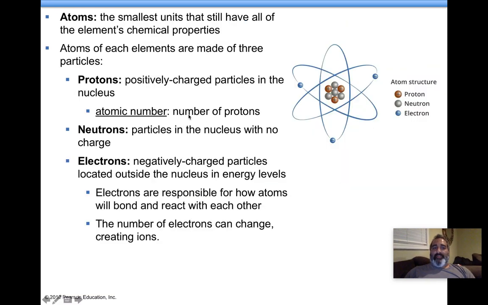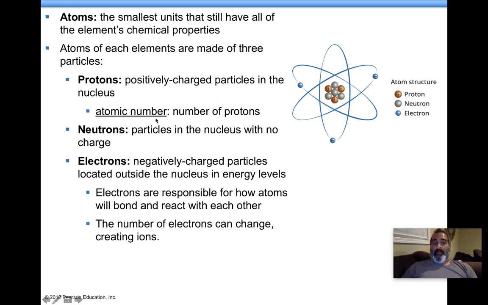An atom. Here's a picture of an atom. An atom here has 3 major particles. Protons are the positives, neutrons have no charge, and you have negative electrons floating around the nucleus. What's important here is the protons define the actual atom. So the number of protons tells you what you have. The number of neutrons and the number of electrons can vary at times, all right? So neutrons and electrons can vary, but protons will not vary.